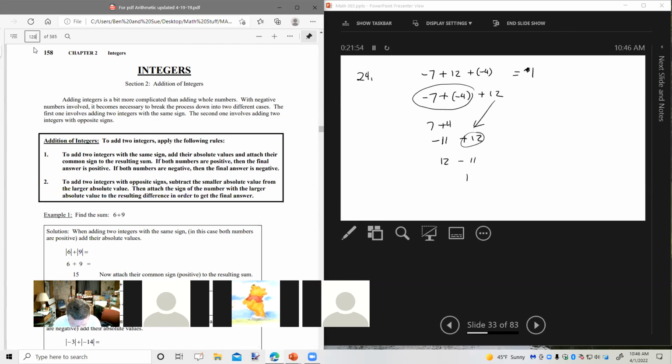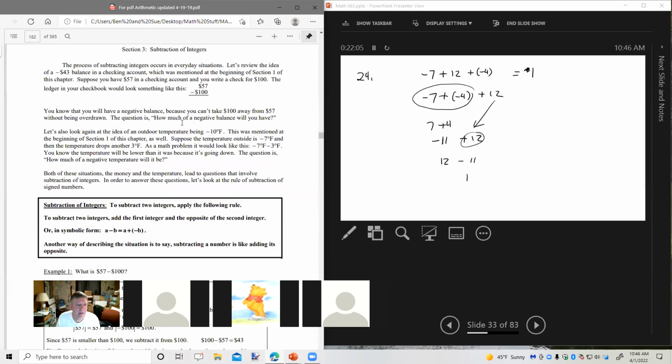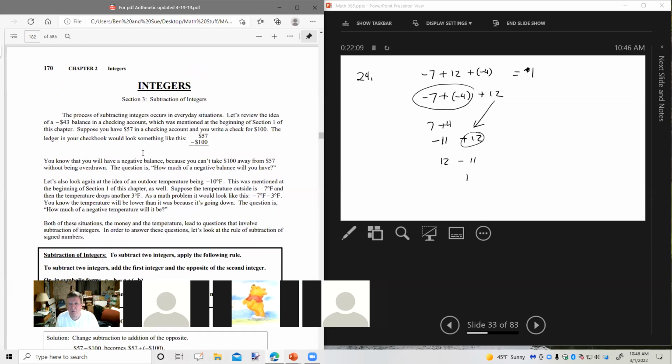So let's go to page 182. Oops, it's actually page 170, but it doesn't matter. All right, we're going to talk about subtraction of integers. So we've looked at addition of integers, and now subtraction of integers. There are several ways to go about it, but what we're going to do is take subtraction and change it to an addition problem and then apply the rules of addition.